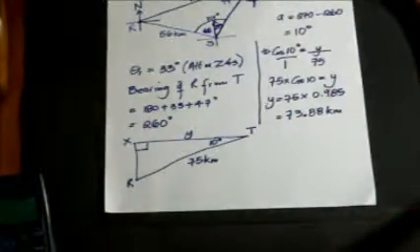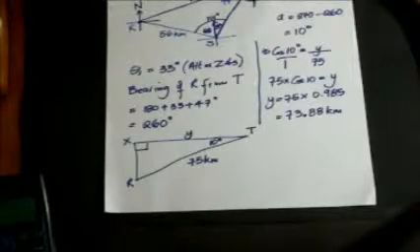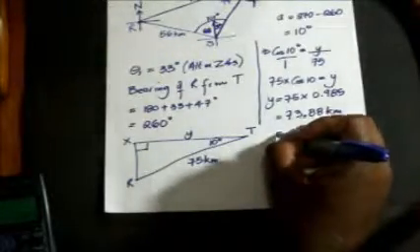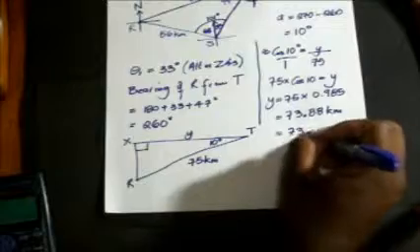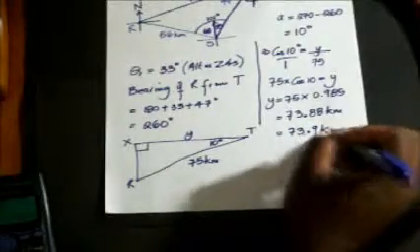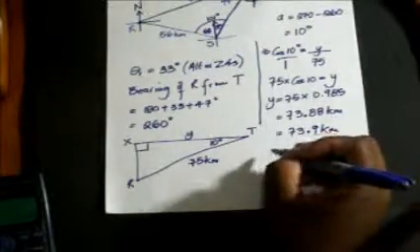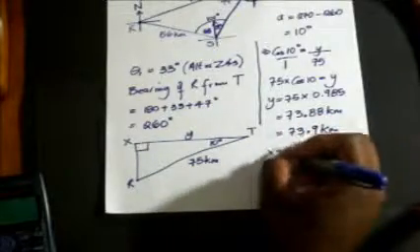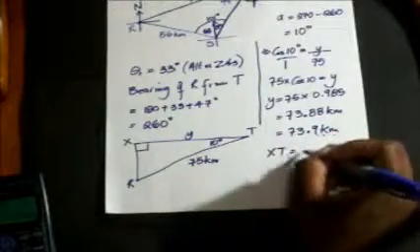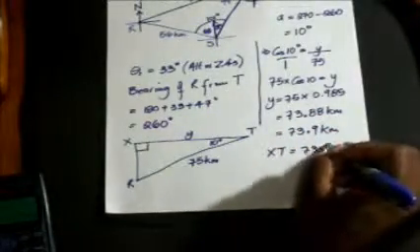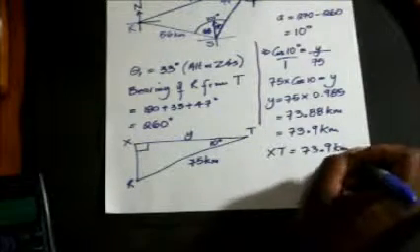We're asked to calculate the distance. Alright, I would just basically round it off to 73.9 kilometers. And XT is equal to 73.9 kilometers.